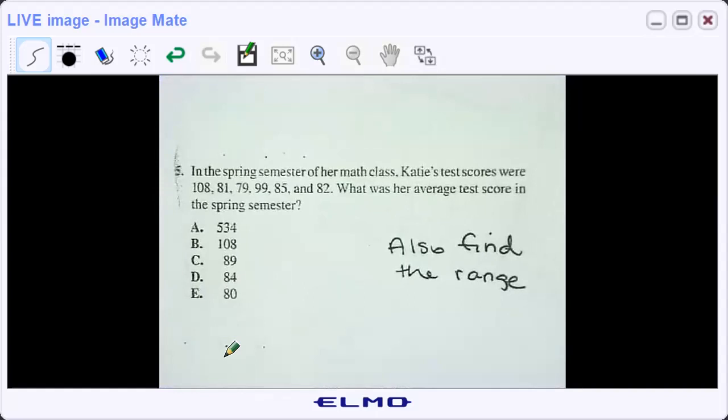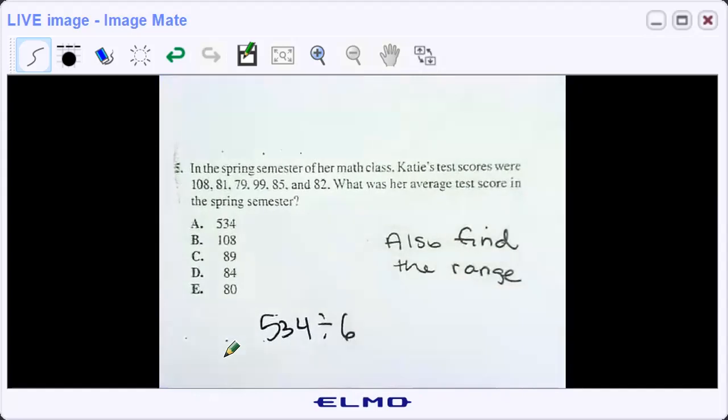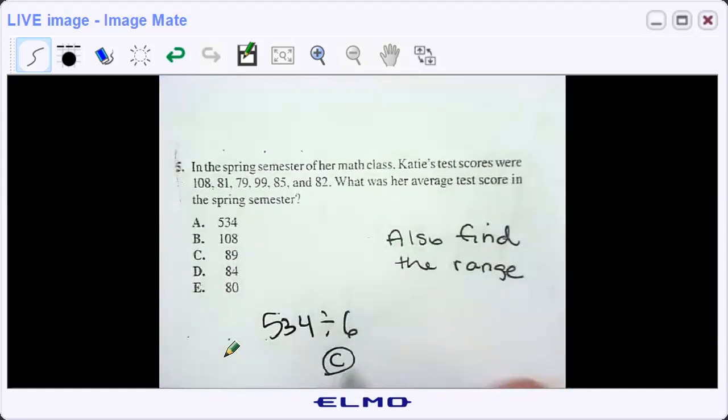Okay, so if you notice, this problem is asking for the average, the mean. It's some test scores. She had 6 of them. So we're just going to add up those numbers, 108 plus 81 plus 79 plus 99 plus 85 plus 82. You are going to want to use your calculator here. That is 534. We're going to divide that by the 6 items. And that is answer C, 89.